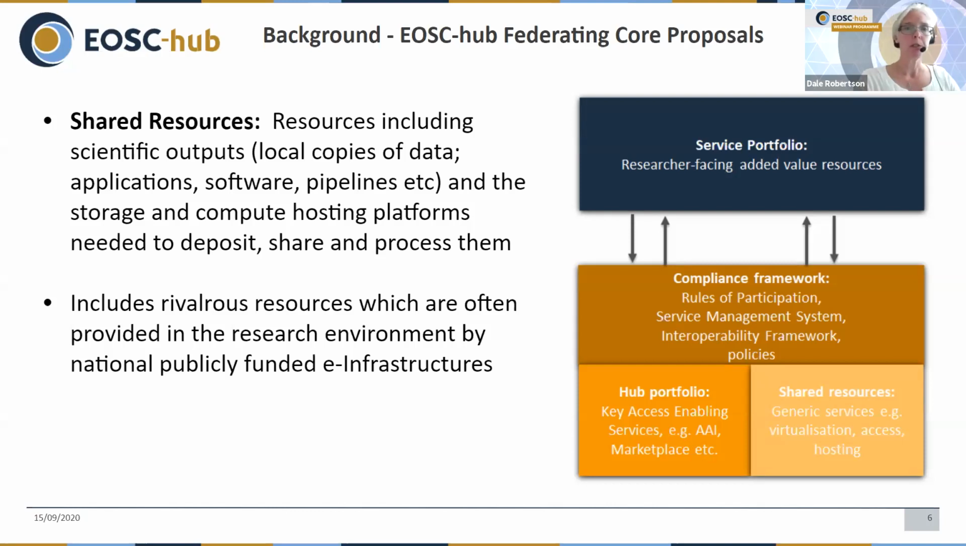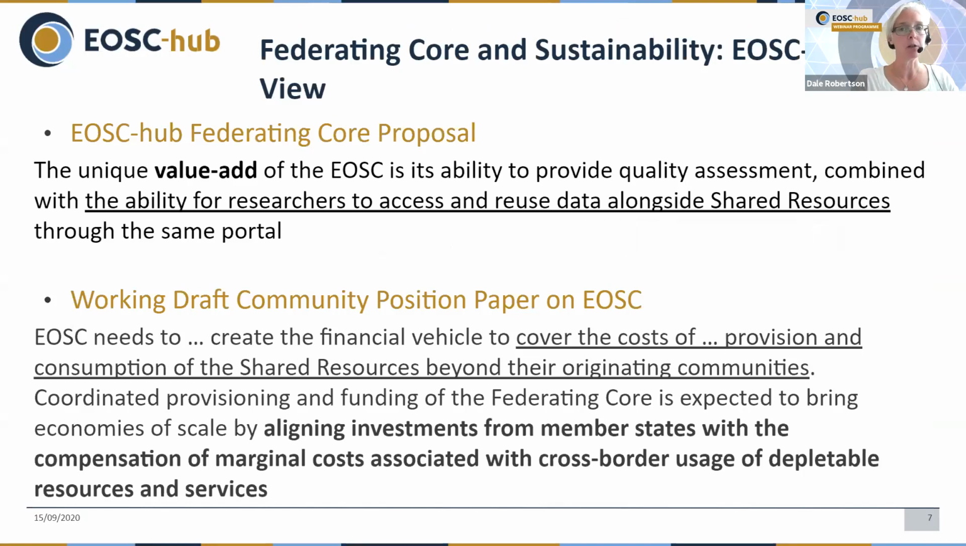Also relating to these proposals, there was a statement in the Federating Core proposals about the value add of the EOSC, which is its ability for researchers to access and reuse data alongside the shared resources through the same portal. And in the draft community position paper, there is a statement that the EOSC needs to create the financial vehicle to cover the costs of provision and consumption of the shared resources beyond their originating communities. So coordinated provisioning and funding of the Federating Core is expected to bring economies of scale by aligning investments from member states with the compensation of the marginal costs that would be associated with using depletable resources across borders.